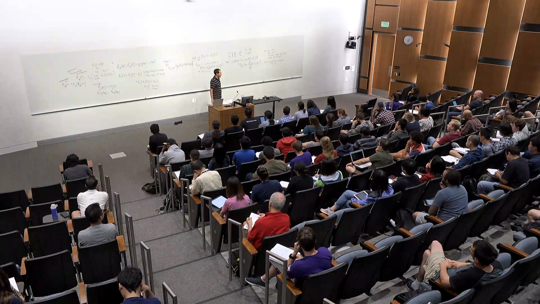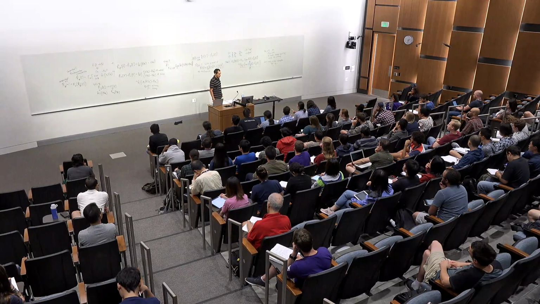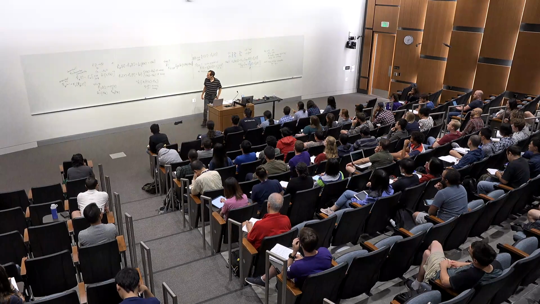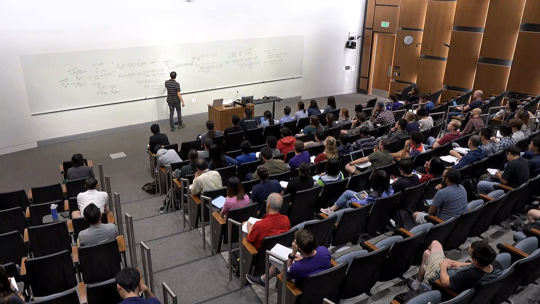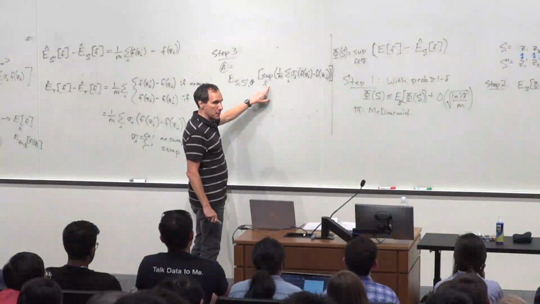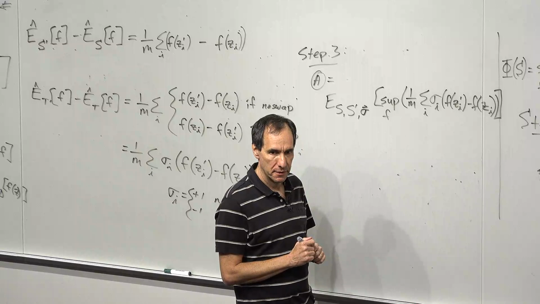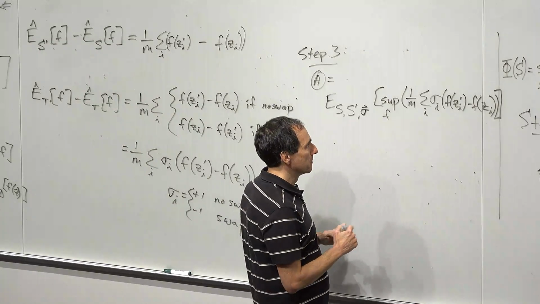Yes? Sigma I equals 1 is probability 1 over 2, isn't that one just 0? No, because of the supremum. But for any f, isn't it 0? It will always be at least 0, but not equal to 0. If you got rid of the supremum, then for sure, but yeah.